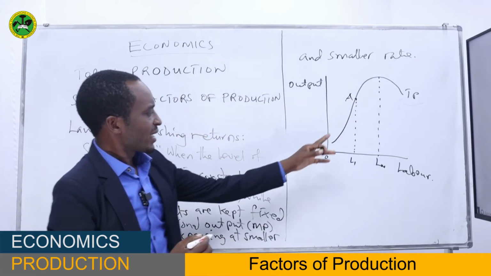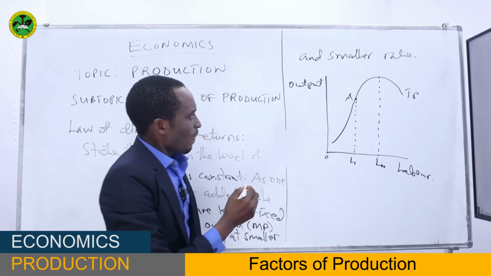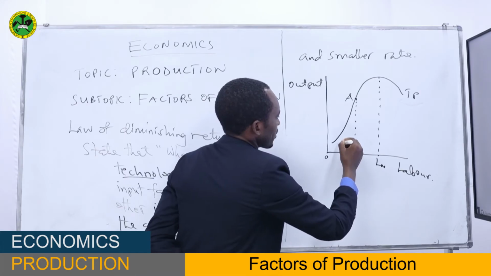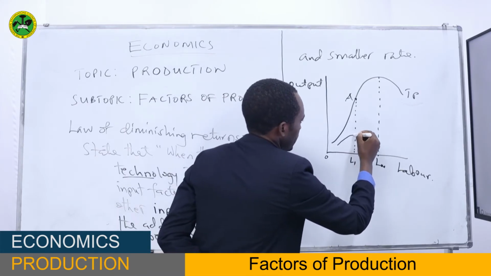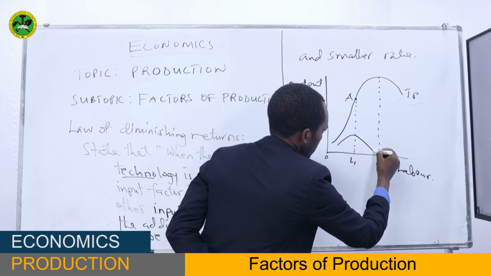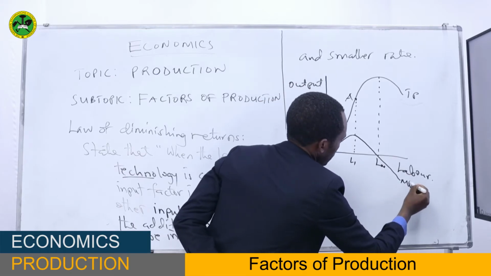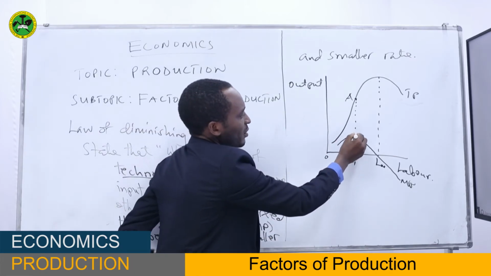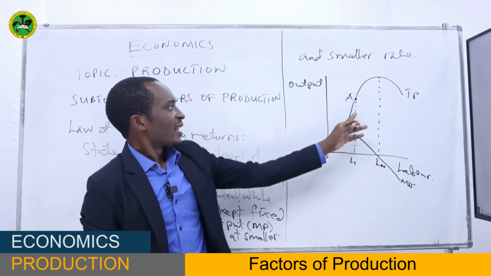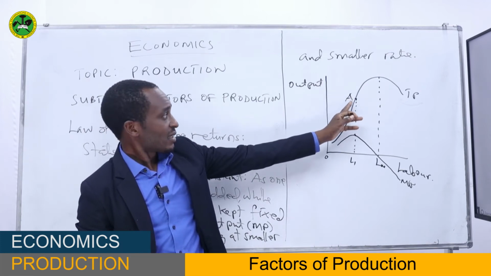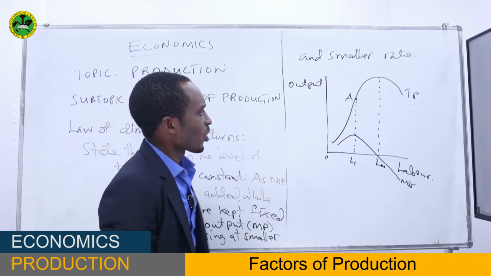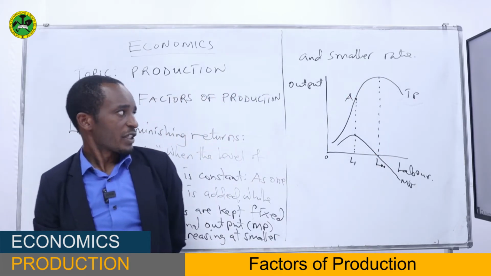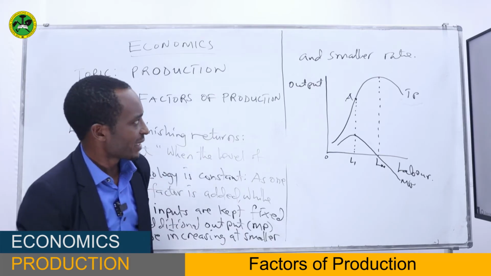So at this point, the marginal product will be at a maximum. So when you draw the marginal product curve, it will be like this one. When the marginal product reaches maximum, at this point the law of diminishing returns starts to operate. So from point A and beyond, the law of diminishing returns starts to operate.